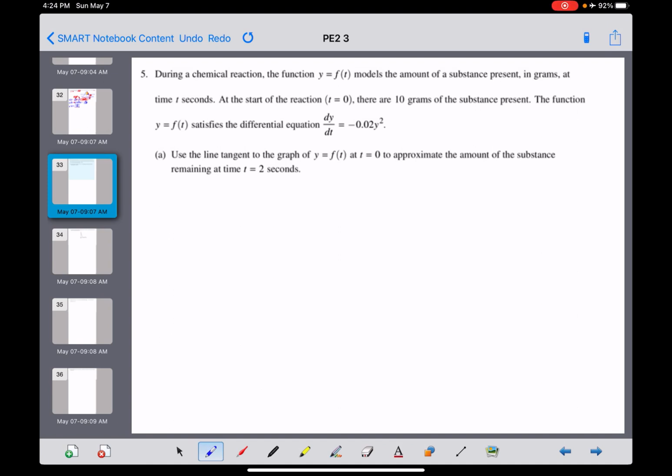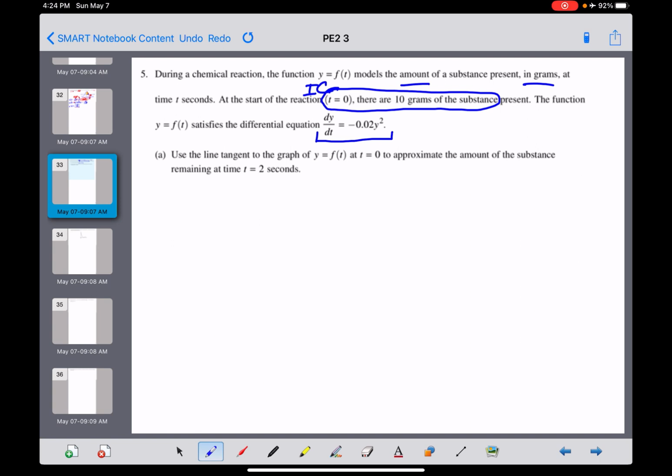Okay, at number 5, we've got a chemical reaction. We've got y equals f of t is the amount of the substance measured in grams. Oh, this sounds like an initial condition. At t equals 0, 10 grams of the substance are present. So that's an initial condition. You always want to circle that and make a note of it. And then they say that y equals f of t satisfies the differential equation given here: dy/dt is equal to negative 0.02 y squared.